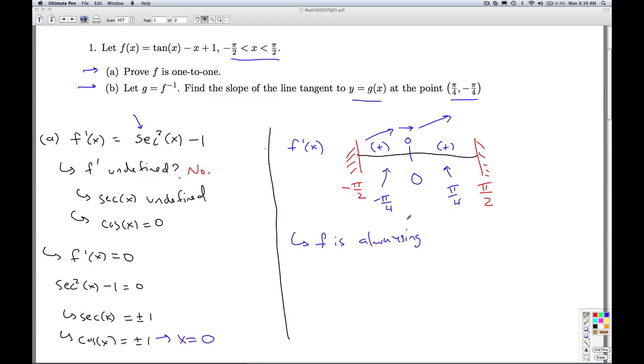Always increasing, which means f is 1 to 1. Okay, so that's part A.